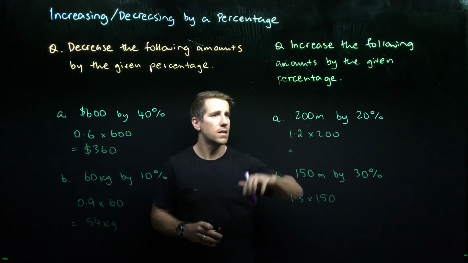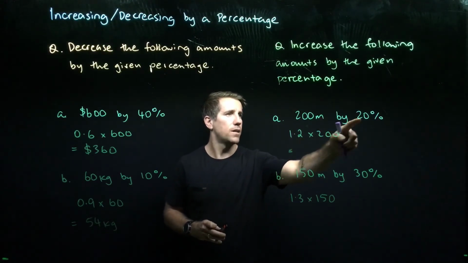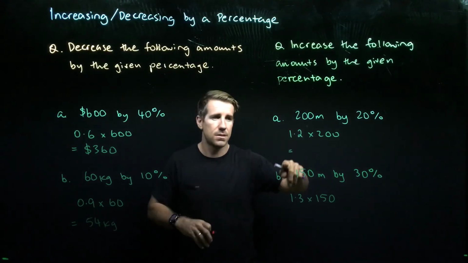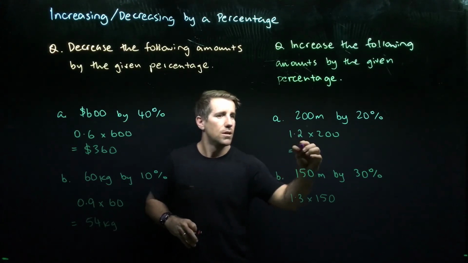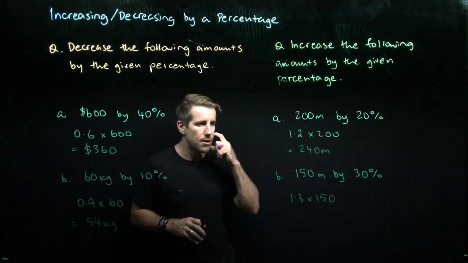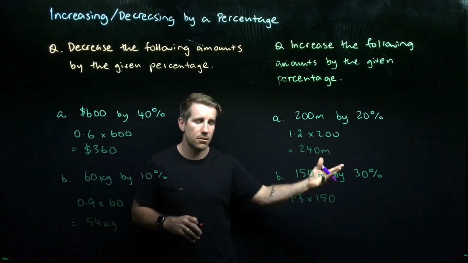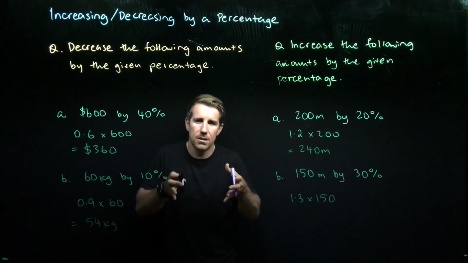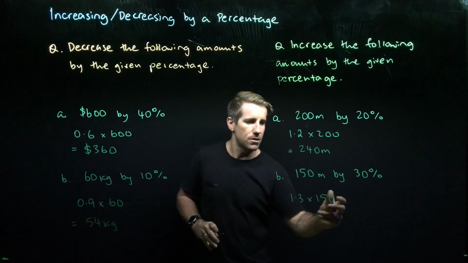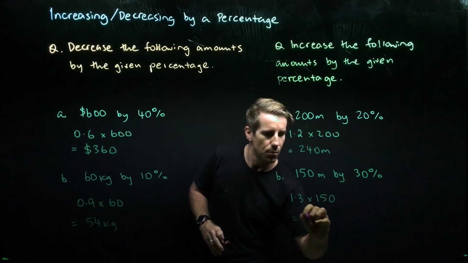Right hand side, looking at increase 200 by 20%. I've already got the 200, I need another 20%, so it's 120%, that's where I get my 1.2. That turns into 240 meters. And question B, 150 meters by 30%, we want to increase it. We've already got the 150 meters, which is the 100%. We want to add another 30% onto that. So 1.3 times 150 gets me 195 meters.